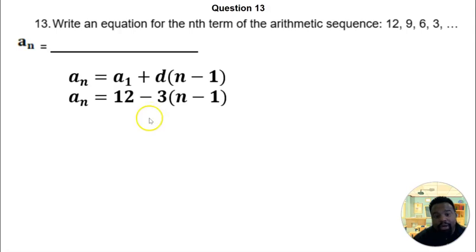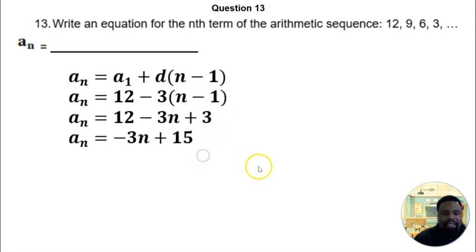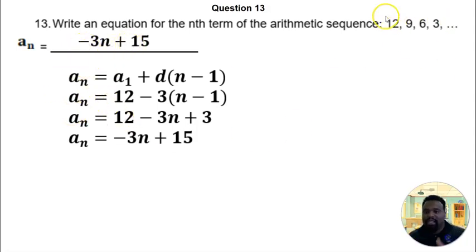And then what we want to do first is the distributive property: negative 3 times n, negative 3 times negative 1. Negative 3 times n is negative 3n, and negative 3 times negative 1 is 3. After we do that, we combine our like terms, which are 12 and 3, because they're both constants, and that's going to give you 15. So negative 3n plus 15 is your explicit formula for the arithmetic sequence, and that will be our answer. How do we know that? If we substitute the first term, because n represents the term, negative 3 times 1 is negative 3. Negative 3 plus 15 is 12. If we do 2, negative 3 times 2 is negative 6. Negative 6 plus 15 is 9, and so forth.